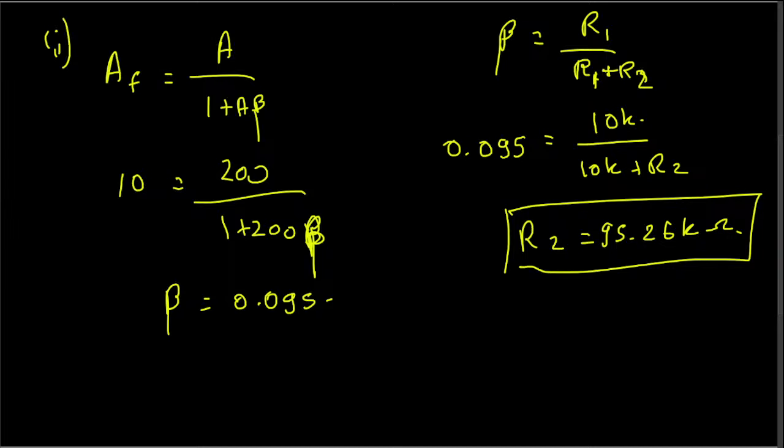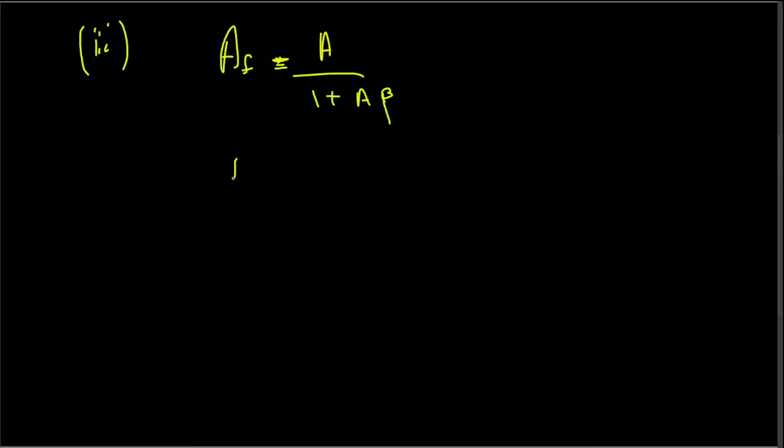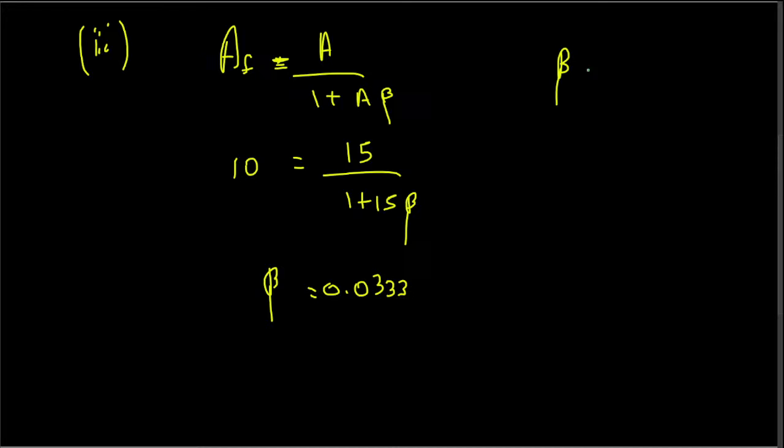And part 3, in part 3, exact same thing. AF is equal to A over 1 plus A times beta. In this case, in part 3, A is 15, so we put AF is always 10, and this is 15, 1 plus 15 beta. Solve for beta, you will end up getting 0.0333 for this. And once you have beta, we know that beta is equal to R1 over R1 plus R2.